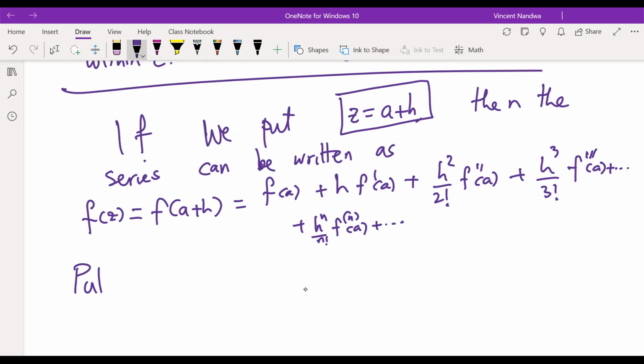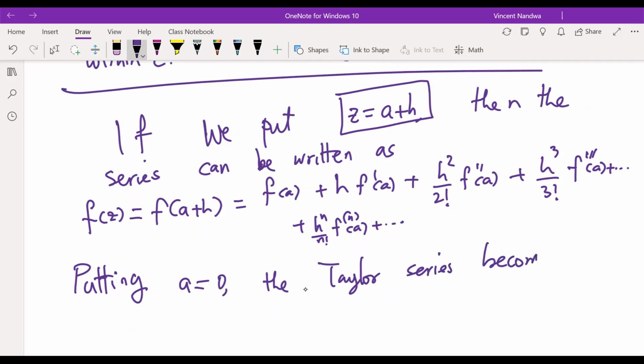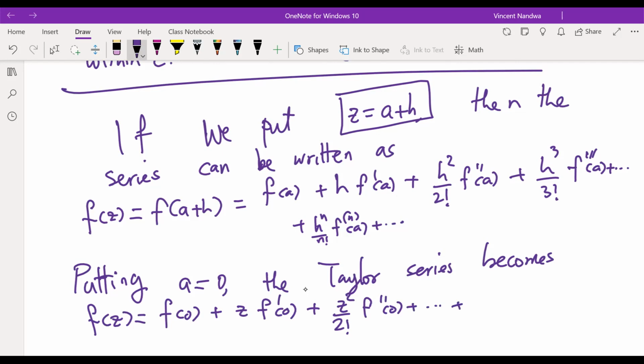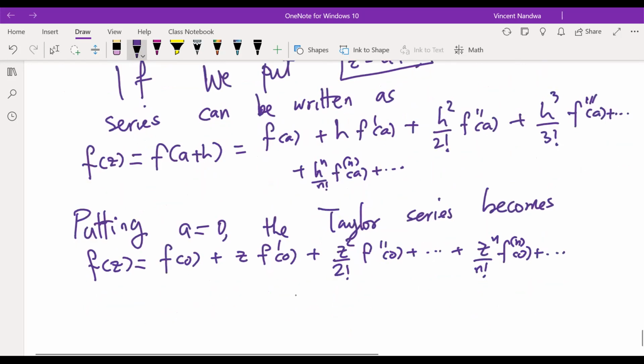Now, putting a to be 0, the series becomes f of z equals f of 0 plus z f prime at 0 plus z squared over 2 factorial, second derivative at 0, plus z power n over n factorial, nth derivative at 0 plus other several terms. And this is called the Maclaurin series of f of z.